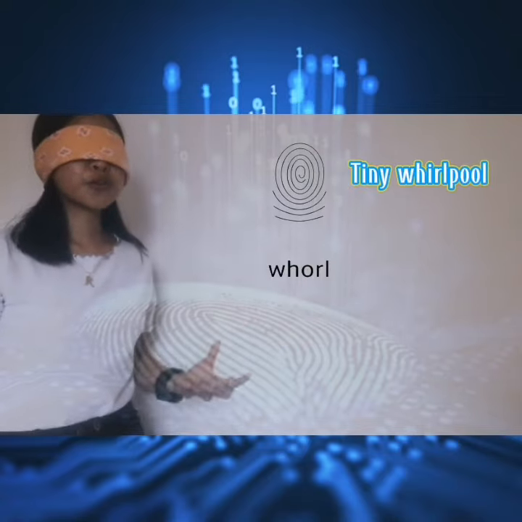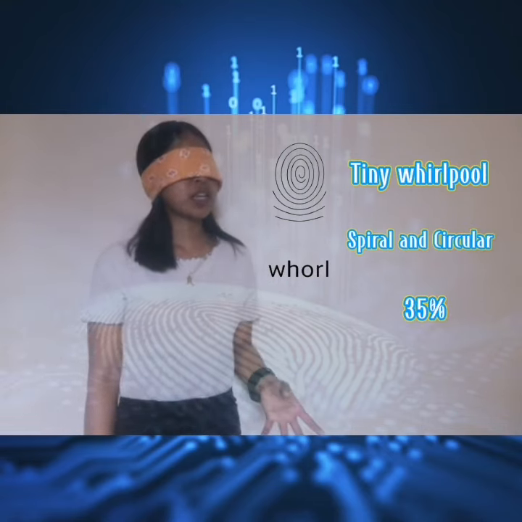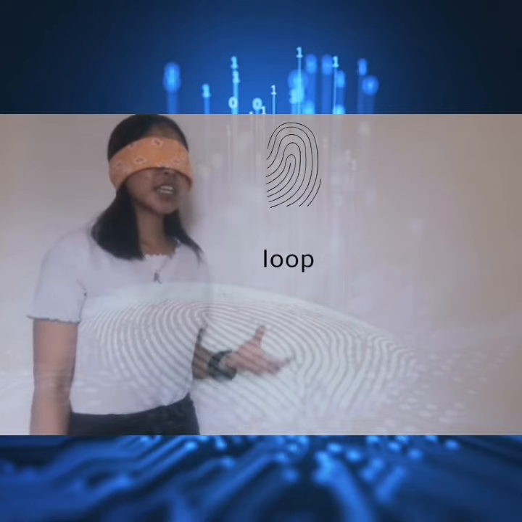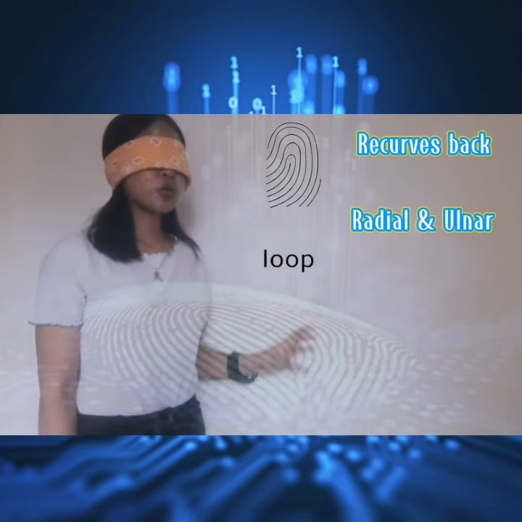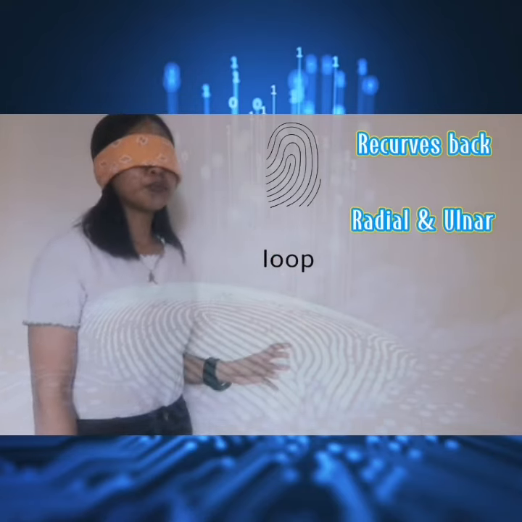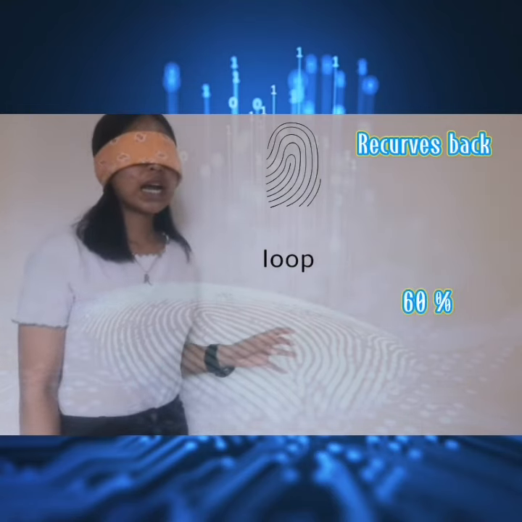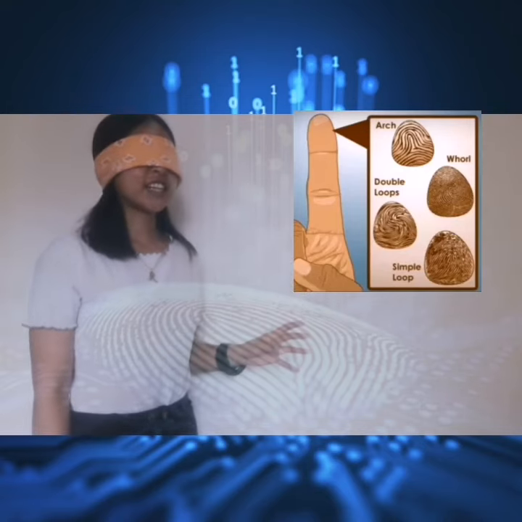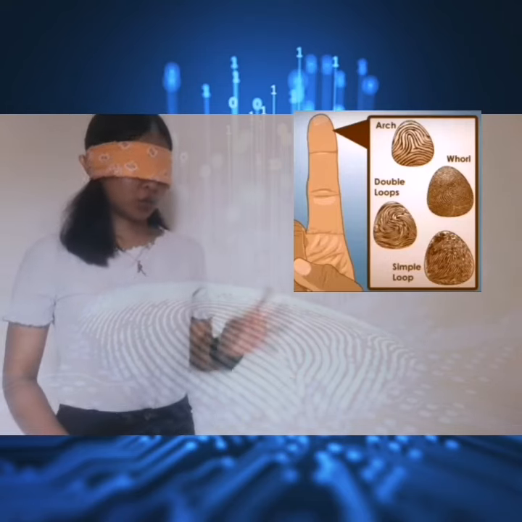Secondly, the whorl. It is a tiny whirlpool, spiral and circular, and it makes up 35% of pattern types. And last, the loop. It is a ridge that curves back and it's divided into two: radial loop and ulnar loop. It makes up 60% of pattern types. This is the reason why no two fingers are identical. These patterns develop and change as you get older.